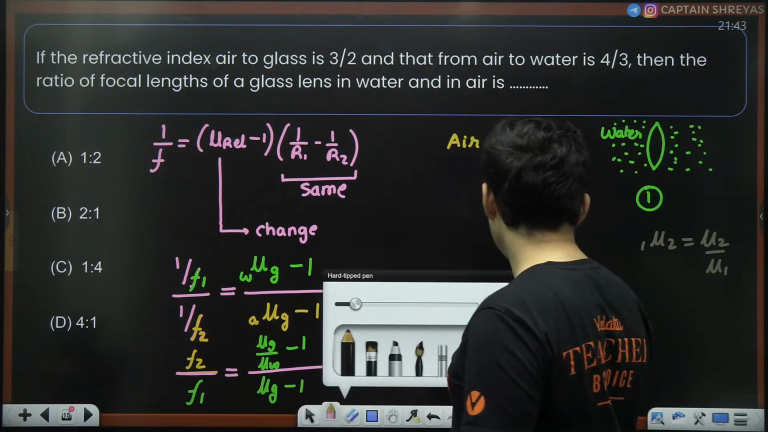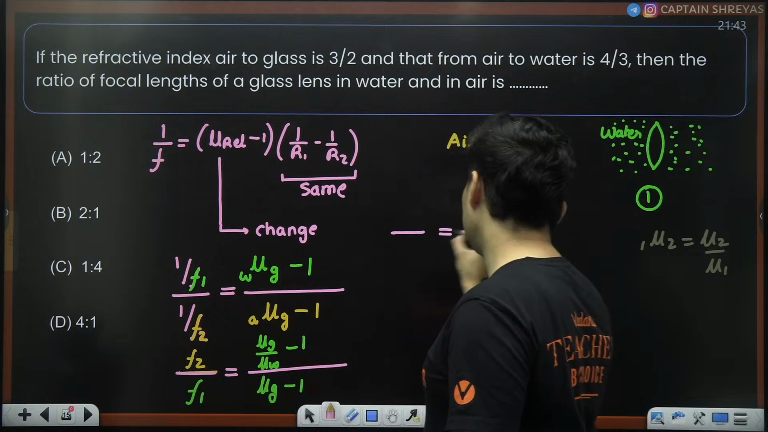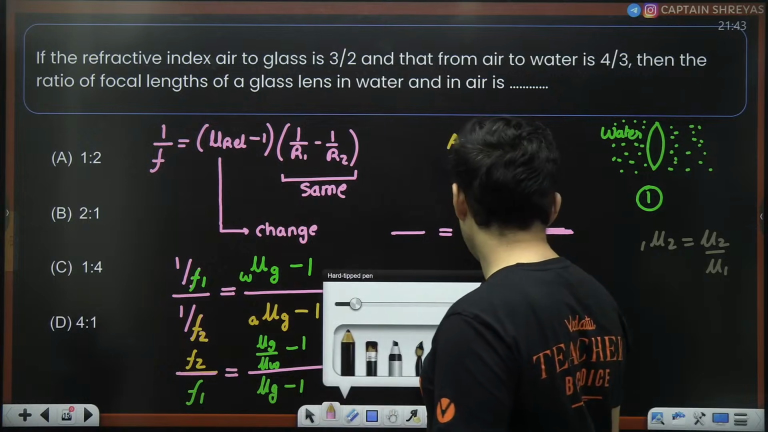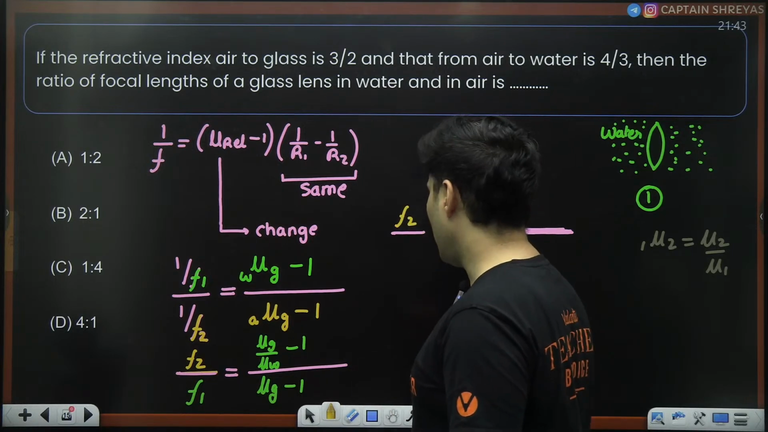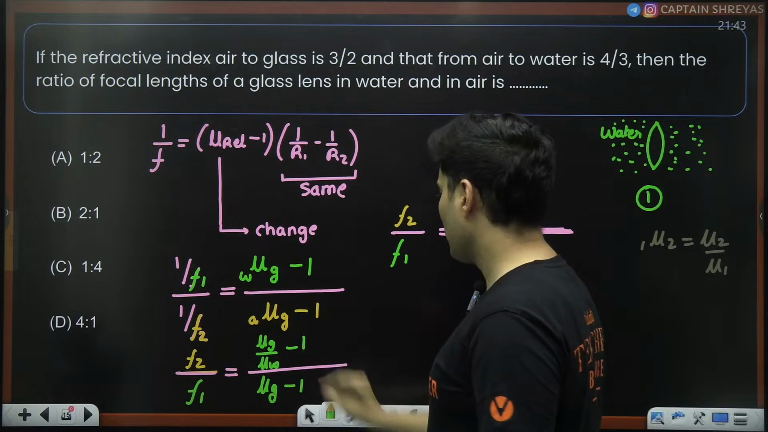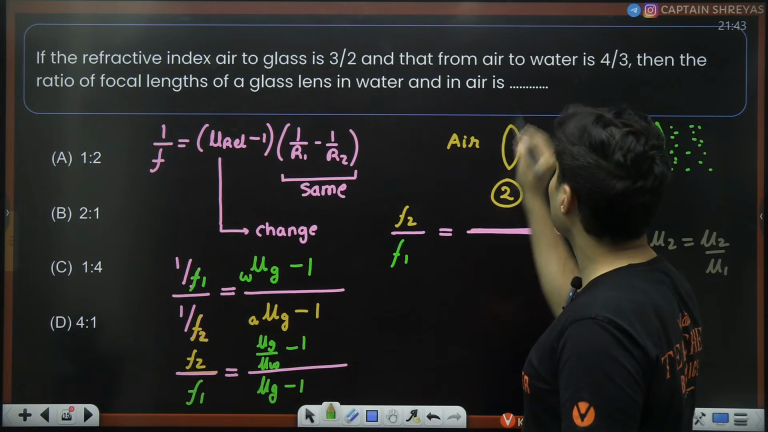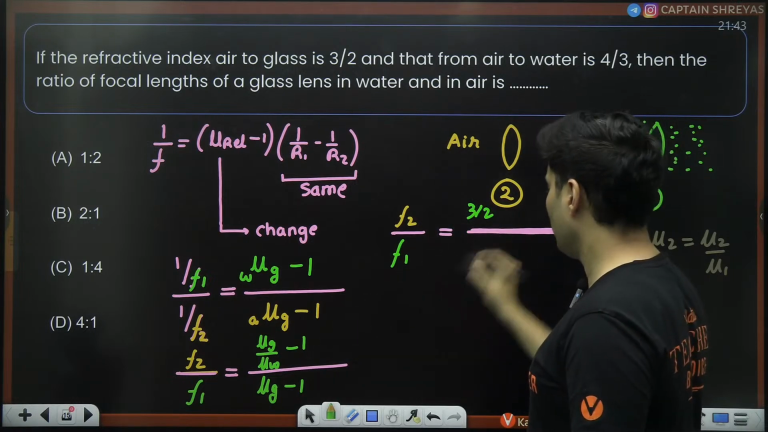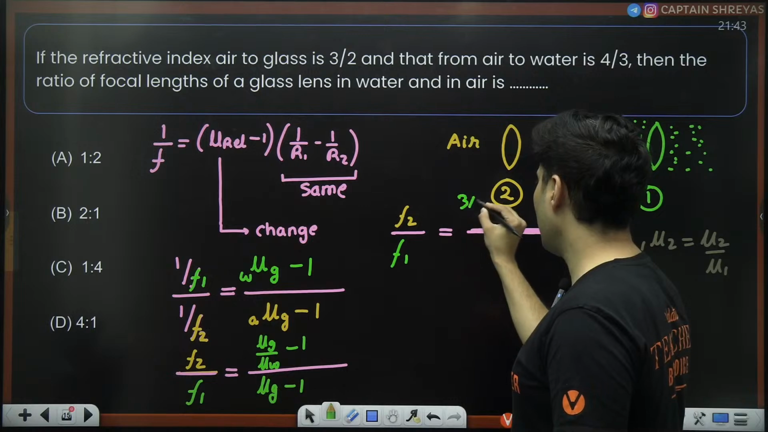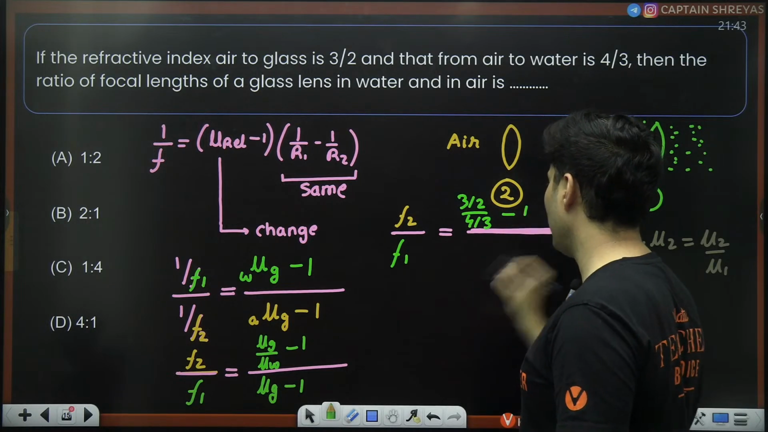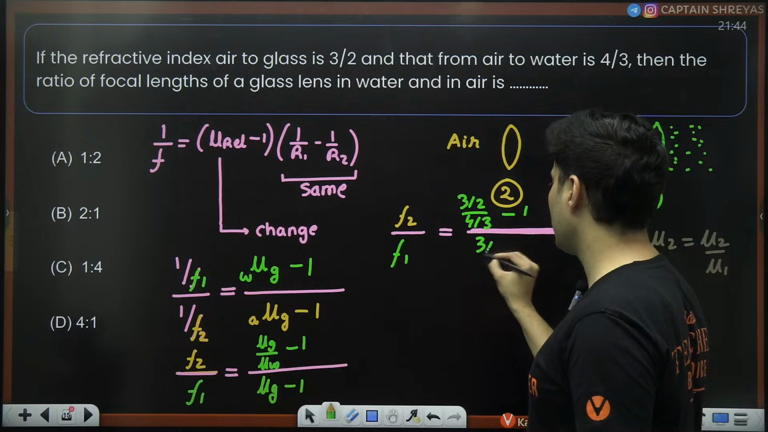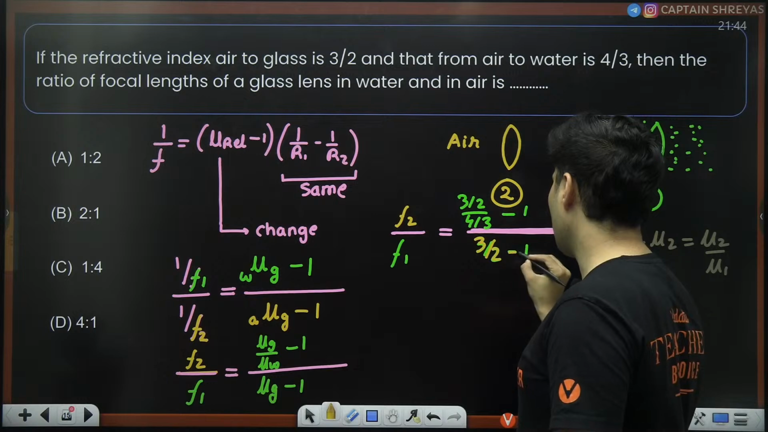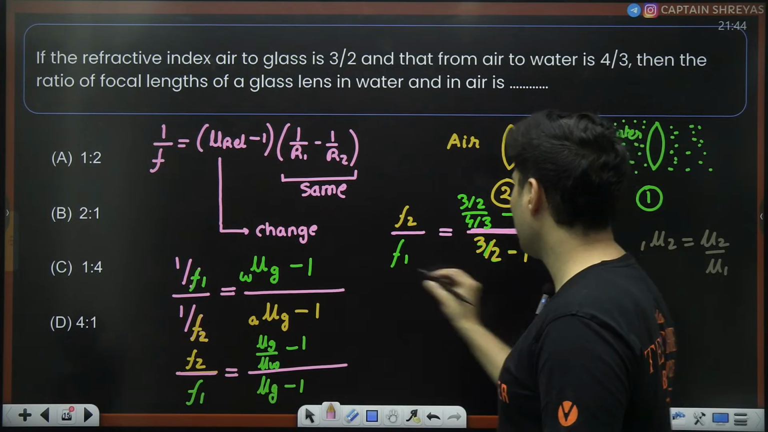So what do I get finally on this side and on this side? Let's try to figure it out, my dear warriors. On the top we have F2 and below we still have F1. The refractive index of glass is 3 by 2, and of water is 4 by 3. So 3 by 2 by 4 by 3 minus 1. For glass, it is just 3 by 2 minus 1. So let's see what happens in the next step.